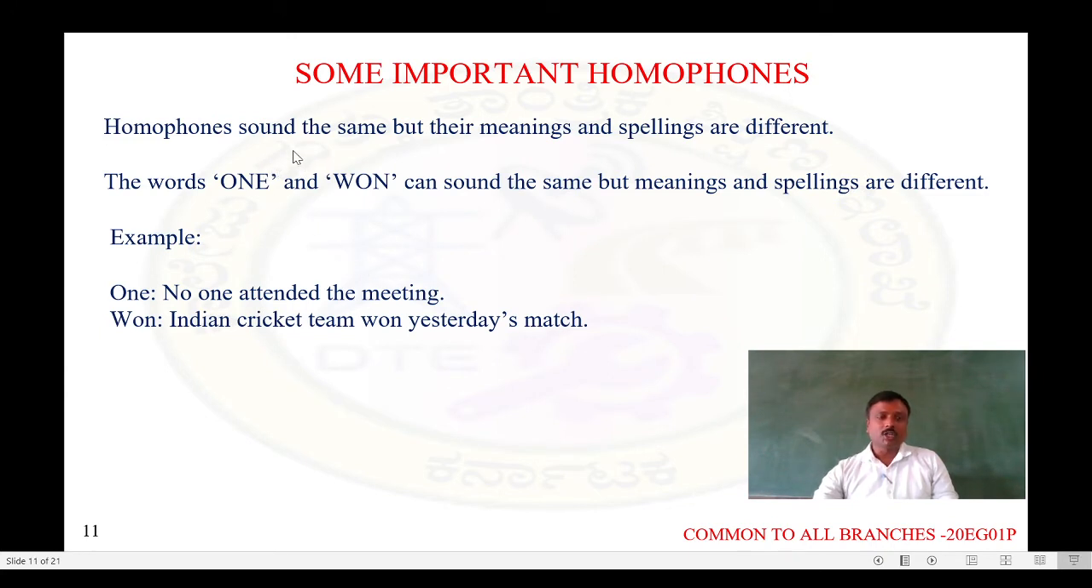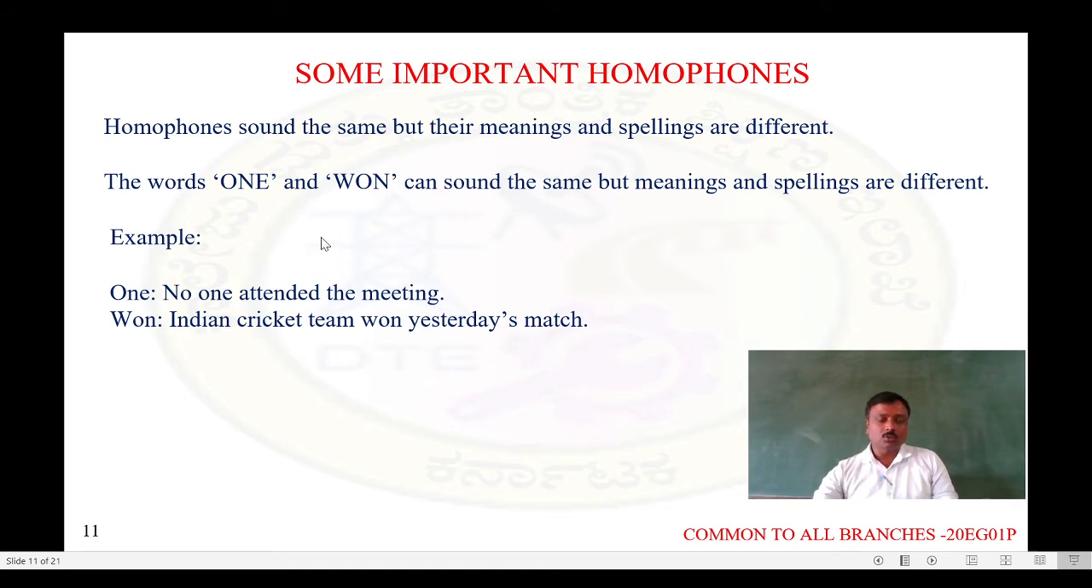I have already mentioned homophones sound the same, but their meanings and spellings are different. Here, examples on homophones: the words one, O-N-E, and won, W-O-N. These two words sound the same, but they have different spellings and different meanings. ONE means number, WON means victory. In Kannada, Vijaya anno meaning barutte.